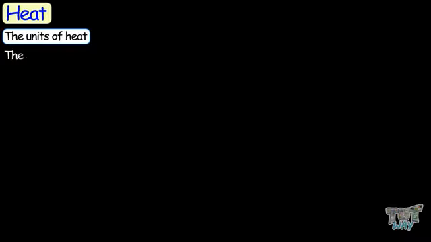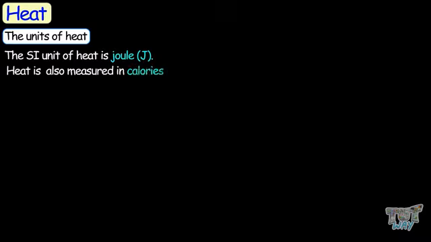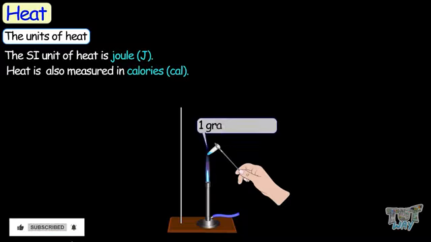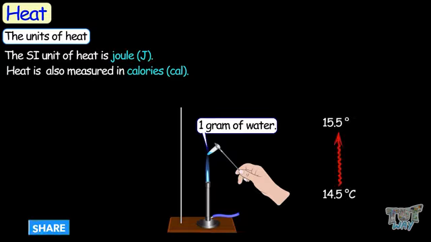Now let's learn the units of heat. The SI unit of heat is joule. Heat is frequently also measured in the calorie, which is defined as the amount of heat required to raise the temperature of 1 gram of water from 14.5 degrees Celsius to 15.5 degrees Celsius.